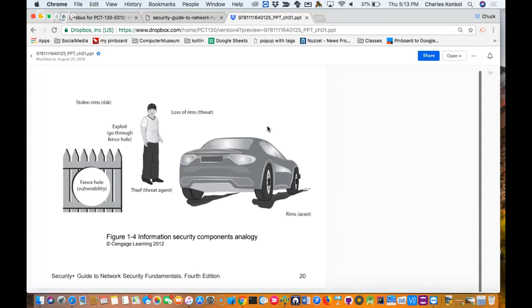So here's a good diagram of how stuff is stolen. This is a car. It's got some rims. That's the asset, and that's what the thief was looking for here. It's got a hole in the fence. That would be the vulnerability. So here we have the risk being the stolen rims. The exploit is the hole in the fence. The loss of rims is the threat, and the thief is the threat agent.